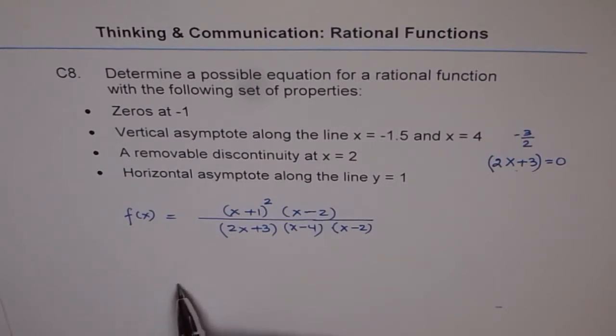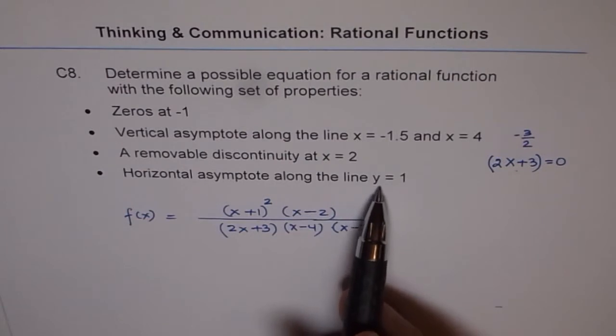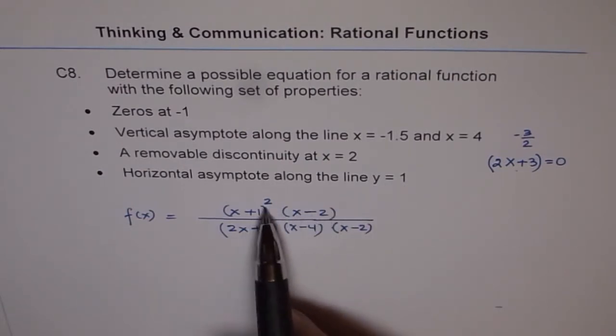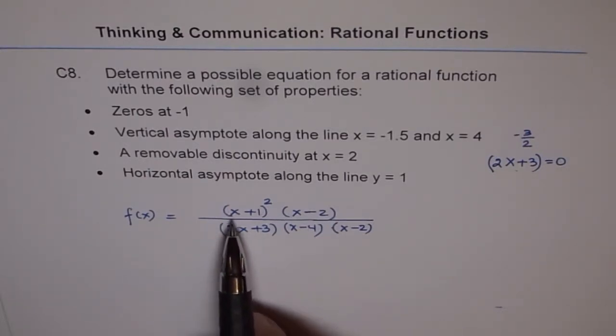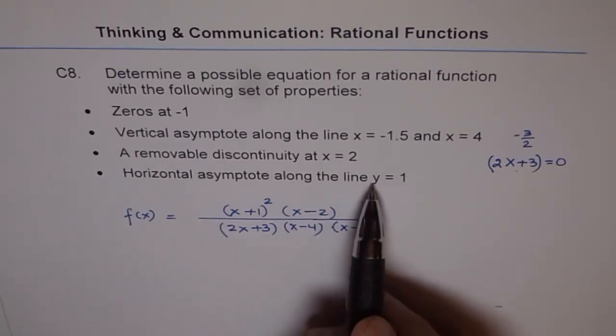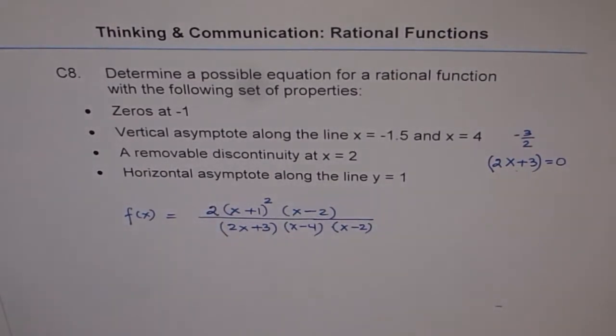Okay. Now how will I make the horizontal asymptote the line y equals 1? So at least I got the degree of numerator and denominator the same. So I'm looking for the same ratio, correct? So the ratio here is, if I multiply x and x I get 1. Here 2x and x I get 2. So for y equals 1 I should multiply this by 2. Now I have a horizontal asymptote which is along the line y equals 1. So that is my answer.